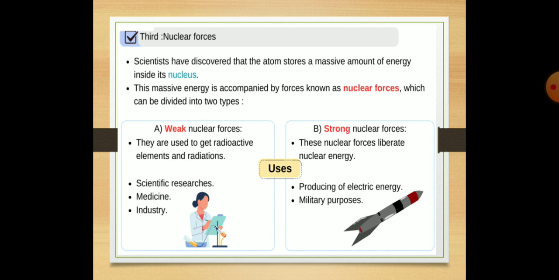First, weak nuclear force. They are used to get radioactive elements and radiations, such as for scientific research, medicine, and industries. Strong nuclear force. This nuclear force liberates nuclear energy, and we can use it for producing electric energy and for military purposes.